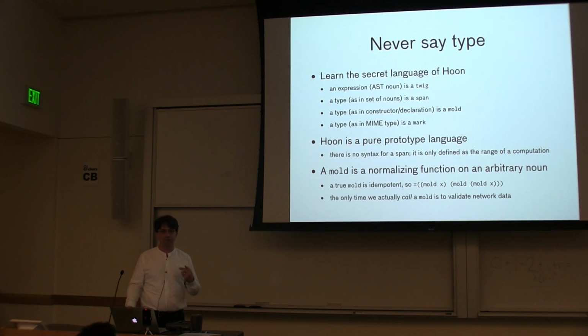What's nice about that is that if this is the way you define types, anytime you define a type, you've defined a validator for untrusted network data. We do a fair bit of validating untrusted network data in today's environment, so that's a win.